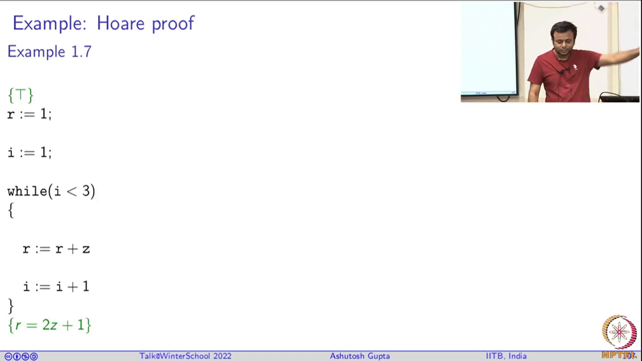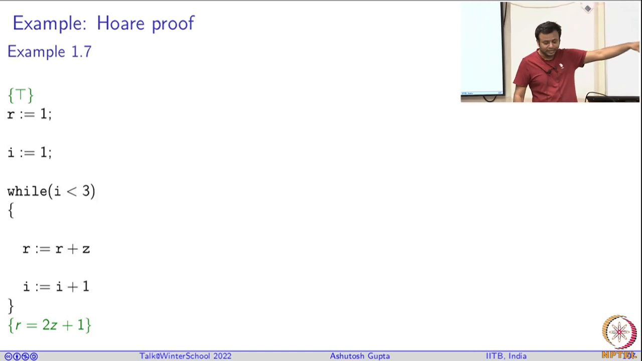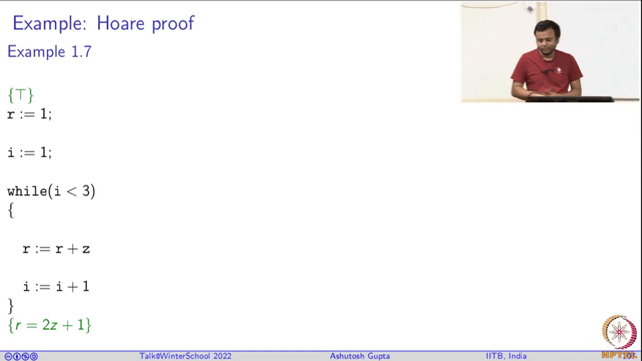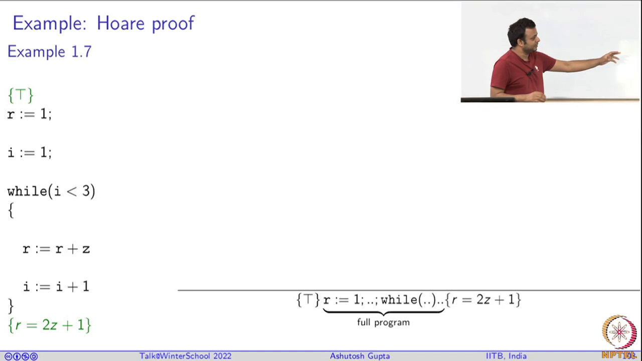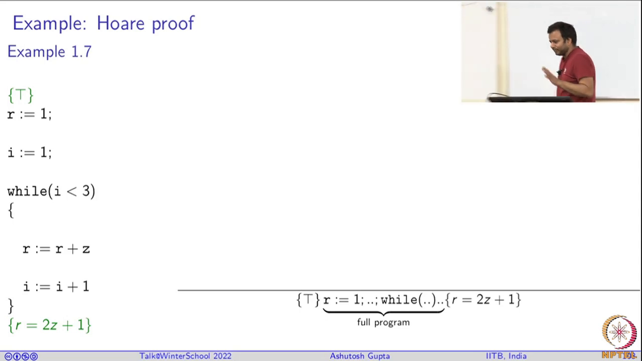Right. So you have to find a formula at every gap which I have drawn. So you need to somehow prove this. Start with true. I want to prove r equals 2z plus 1. So first I need to guess some invariant.